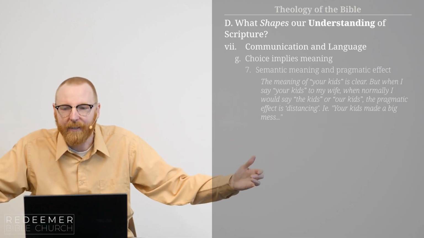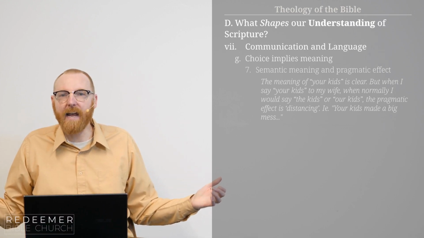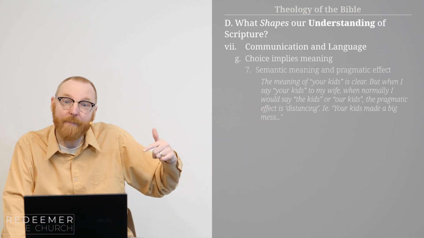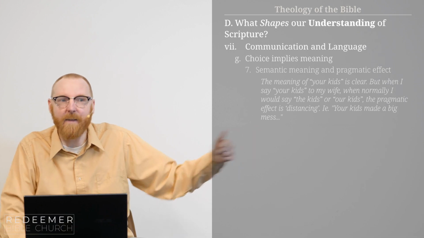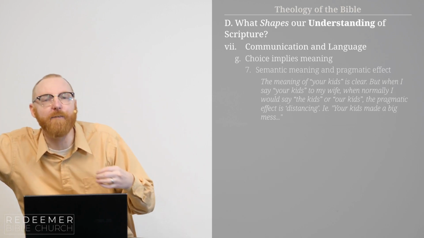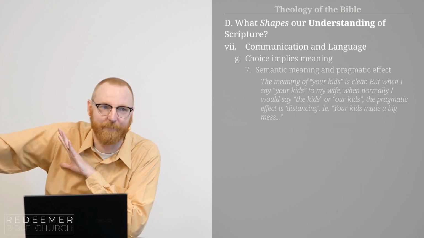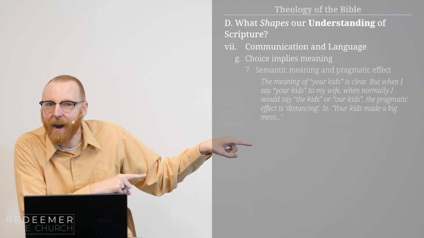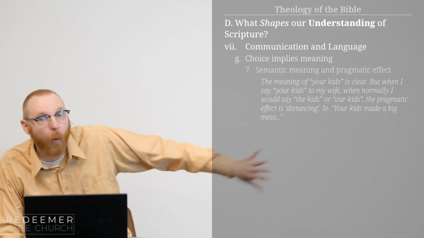Or your children. Okay, but what if I'm talking to my wife? Normally I'd say the kids or our kids did something, but if to my wife I say, your kids made a big mess, right? The meaning of it is clear, but we would call that the pragmatic effect of my words. What am I doing? I'm distancing myself from my wife. You with me? Those are your kids. You see what I'm saying? Right? Because normally I'd say our kids or I'd say the kids. But in this context, I'm saying your kids.